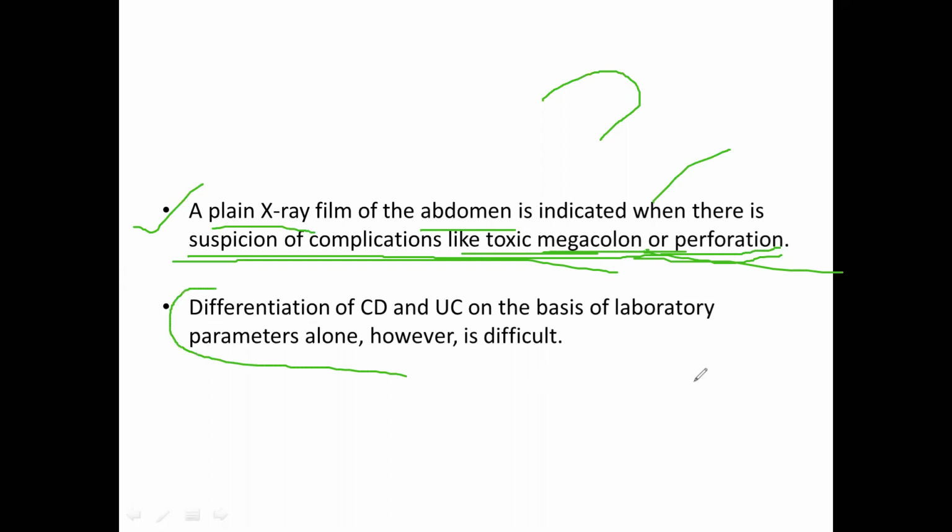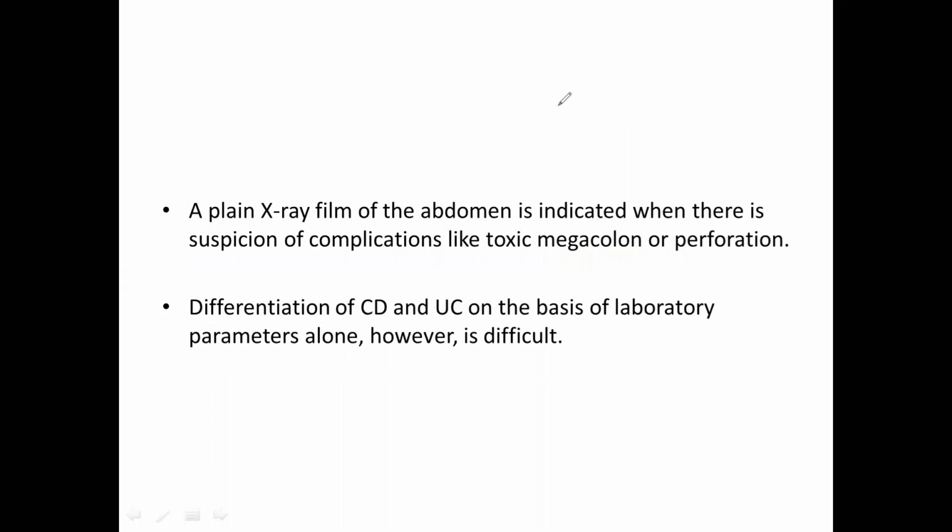This line is important because differentiation of Crohn's disease and ulcerative colitis on the basis of laboratory parameters alone is difficult. I have already told that the laboratory findings of ulcerative colitis and Crohn's disease are quite similar. In both diseases there are elevated ESR and CRP, anemia and hypoalbuminemia. So on the basis of these laboratory parameters, we cannot differentiate between Crohn's disease and ulcerative colitis.